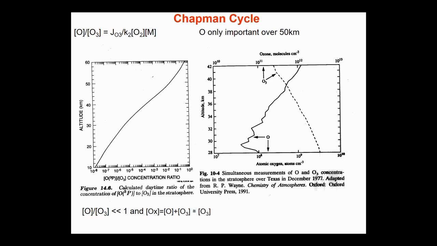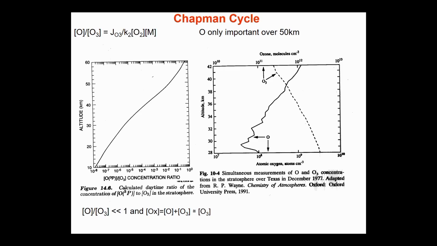We've got some curves from the literature. When people in the 1960s and 70s were trying to understand this, they did the kinetics in the lab to understand these reactions. And when they did that, you can calculate this oxygen atom to ozone ratio, which you can see on the graph on the left, as a function of height.